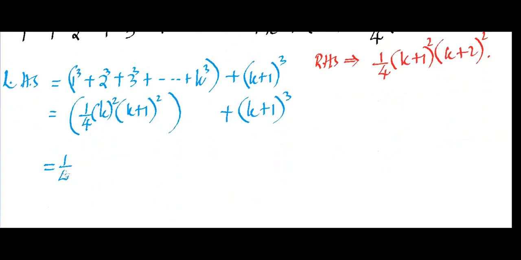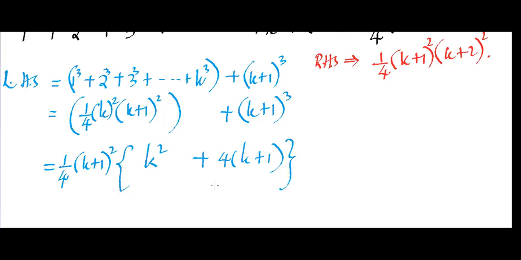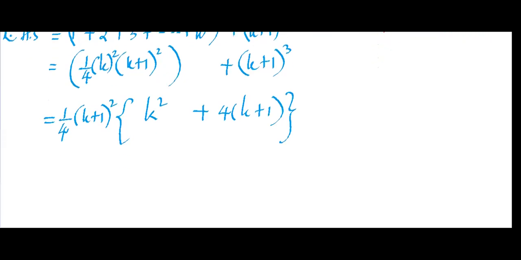LCM is a quarter. Common term is k plus 1 squared. So inside there, I remain with the k squared plus k plus 1 multiplied by 4 there. Do we agree, class, with that factorization? Yes. That's wonderful.